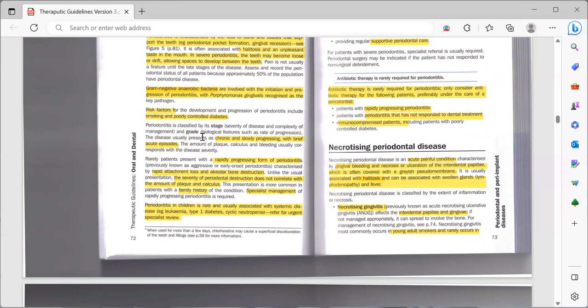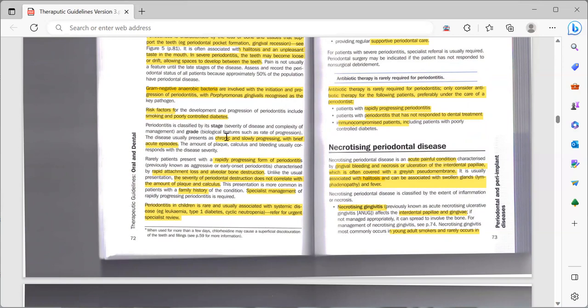For example, if the patient smokes more than 10 cigarettes and has diabetes, then the rate of progression would be much higher than in a patient who does not have these factors. And it is also calculated according to age as well. So there are different classifications, and if you have any doubt, I can surely help you with that as well, maybe later.